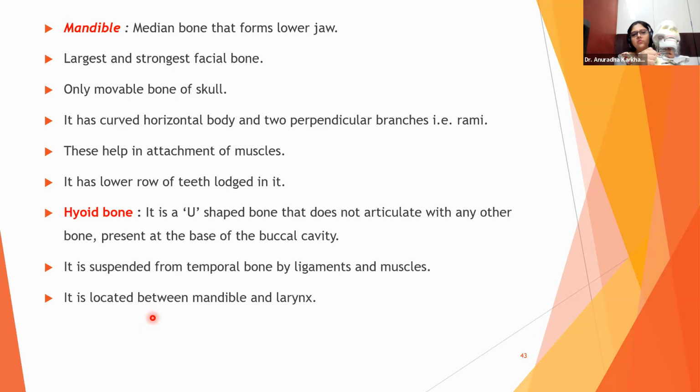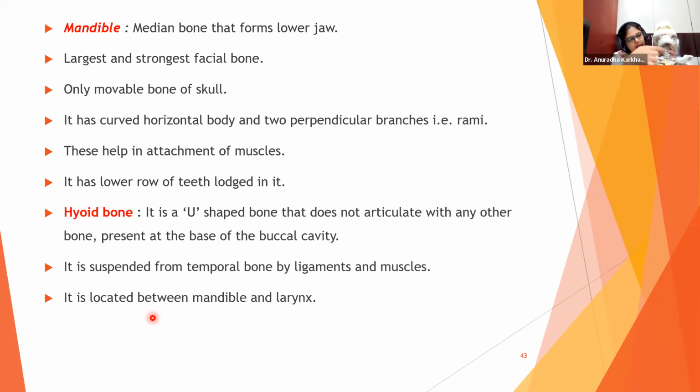It has a curved horizontal body and two perpendicular branches which are called rami. So you can see at the side, this part that you can see. This is called the rami. They are perpendicular, right, to this part. Okay, they help in attachment to the muscles. Okay? It has the lower row of the teeth lodged in it.